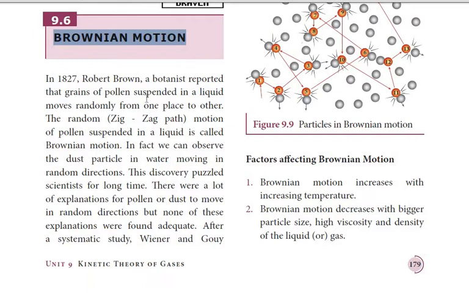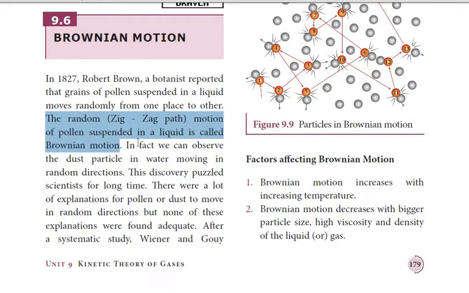So what is meant by Brownian motion? The scientist Robert Brown reported that grains of pollen suspended in a liquid move randomly from one place to another. The random zigzag path motion of pollen suspended in a liquid is called Brownian motion. So this is the definition, children. Please note it down.